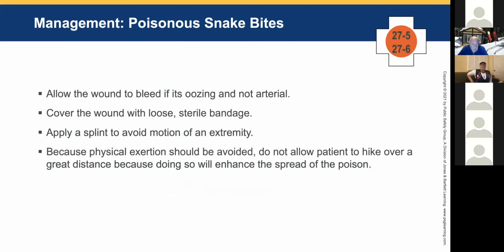If you've got bleeding, if the wound is oozing, it's not arterial, let the bleeding continue. Cover the wound with a loose sterile bandage and apply a splint to avoid motion of an extremity. Because physical exertion should be avoided, don't allow the patient to hike out over a great distance because it's going to enhance the spread of the poison.